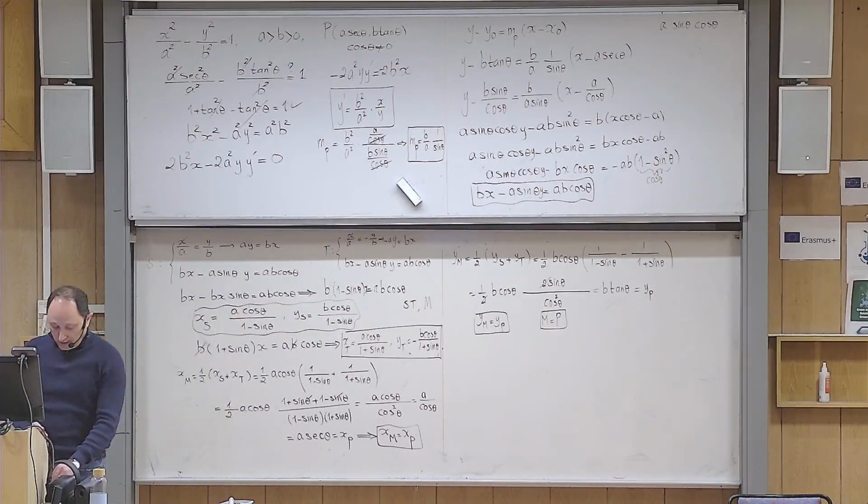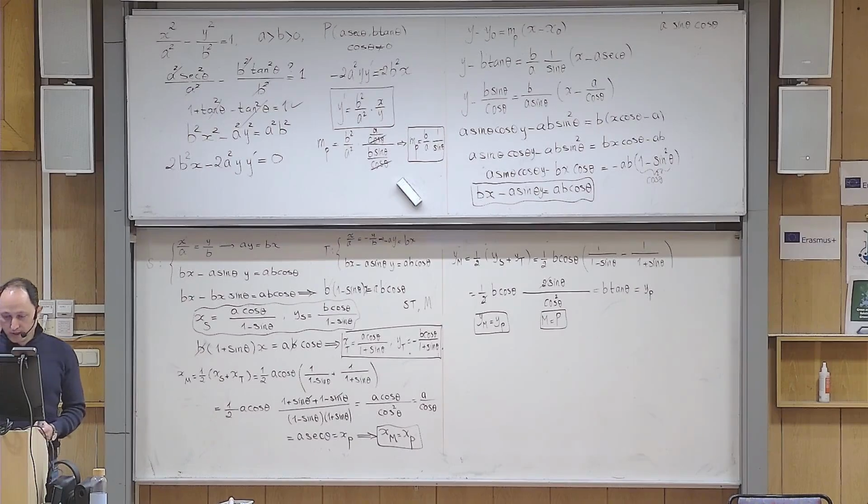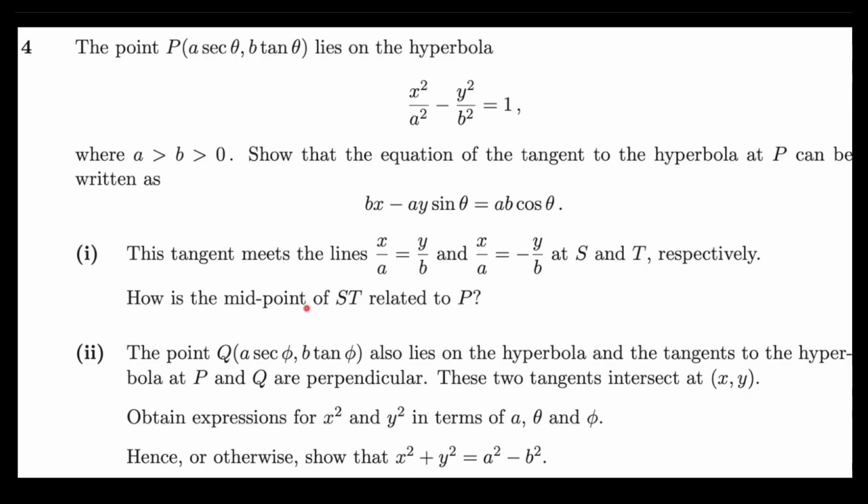Let us go to the next part of the problem. Now the point Q is given to you, also lying on the hyperbola. Of course, this is not surprising because if you compare point Q with point P, the only difference is that theta has been replaced by phi. So that's very good. So we don't need to do much calculations apparently.